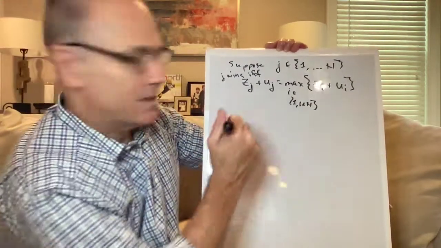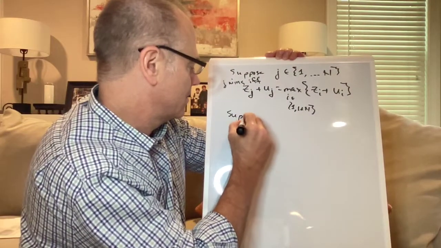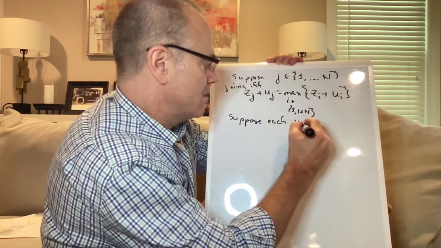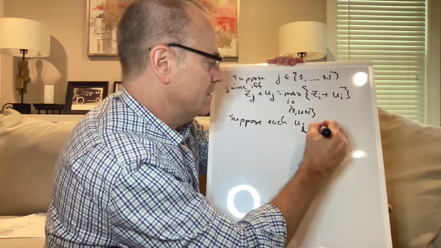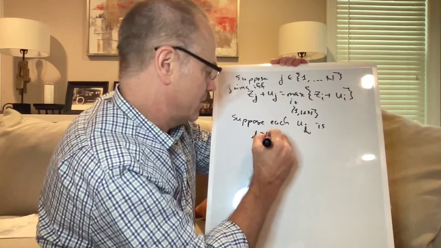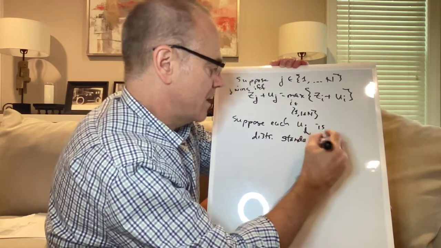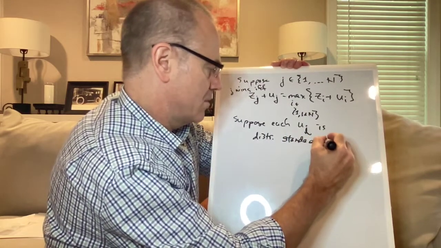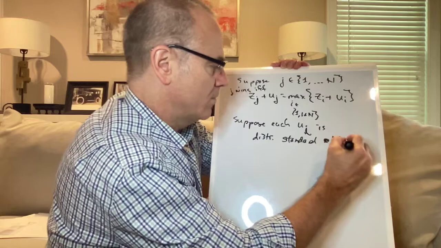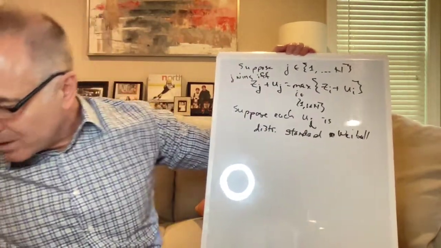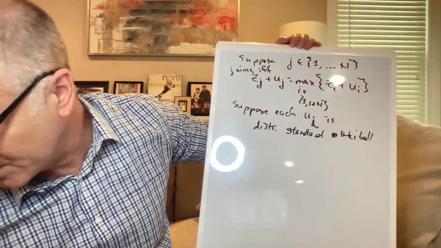J wins if, suppose each Ui is distributed standard Weibull. And you know what? I thought I'd look this up.